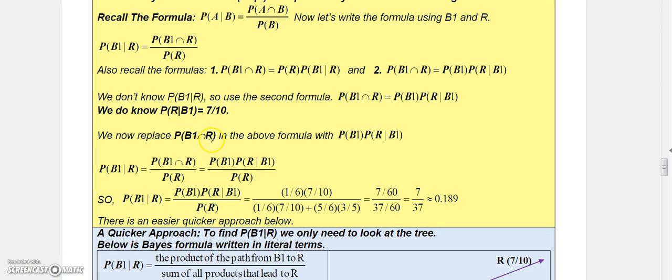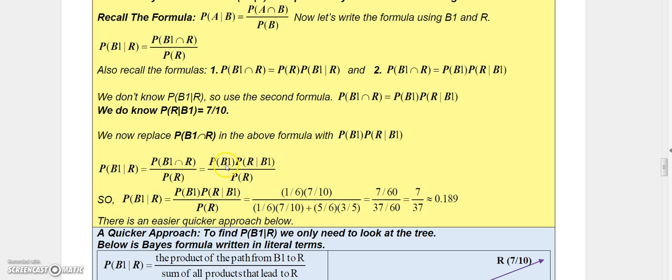So now let's go back to the above formula that I had up here, and let's see, where was it? Hang on just a second. Okay, here it is. So go back to this formula up here, and now let's replace this B1 intersect R probability with what we got here. So instead of this being the probability of B1 intersect R over the probability of R, we can say it's the probability of B1 times the probability of R given B1 over the probability of R.